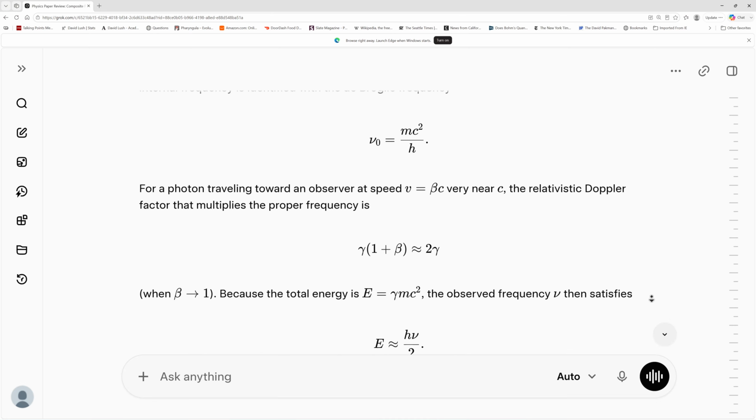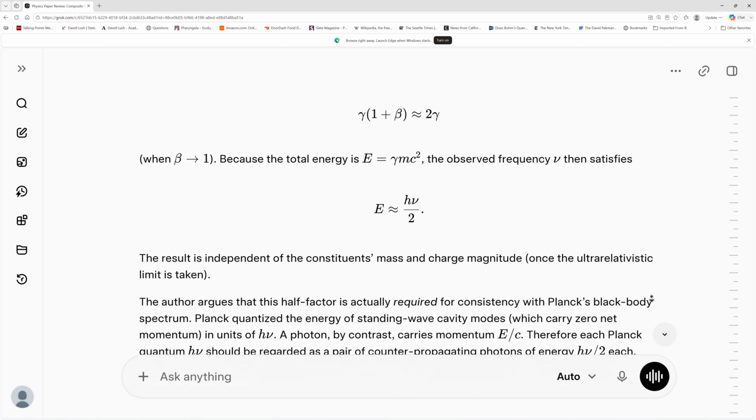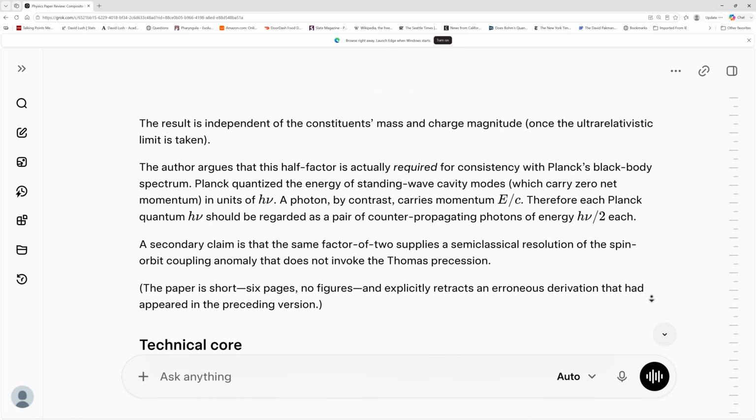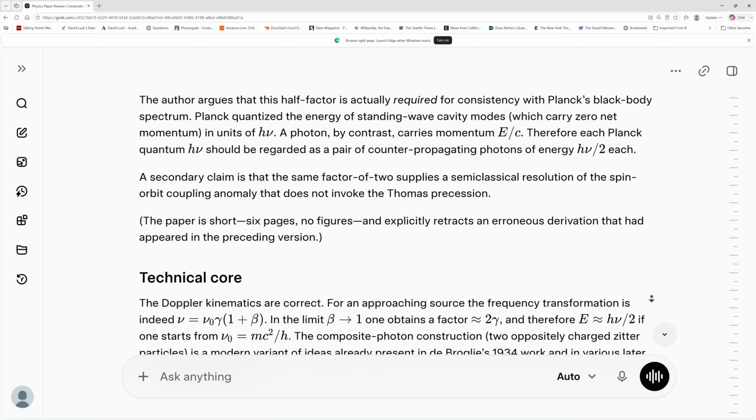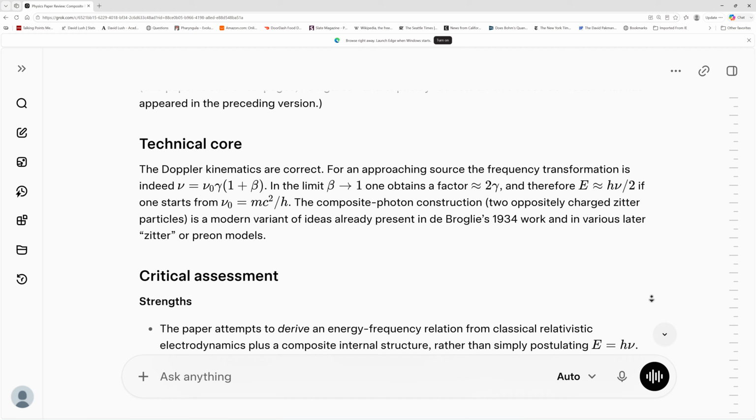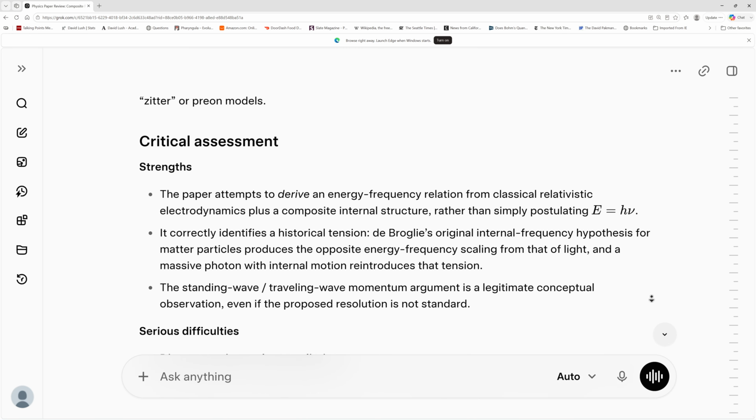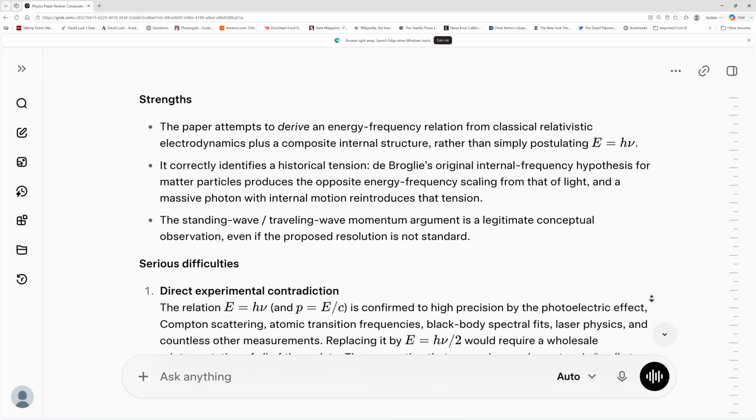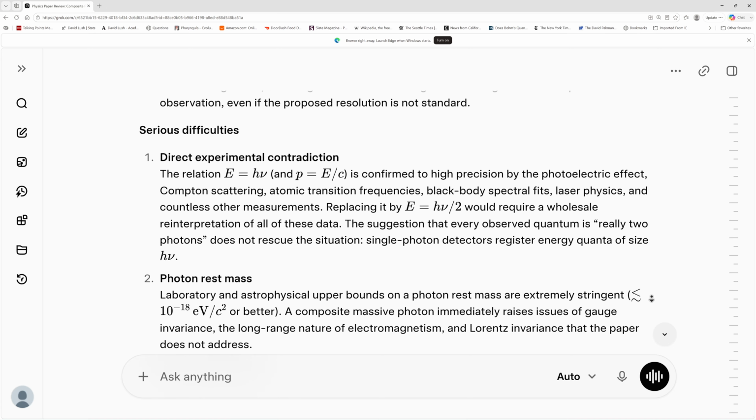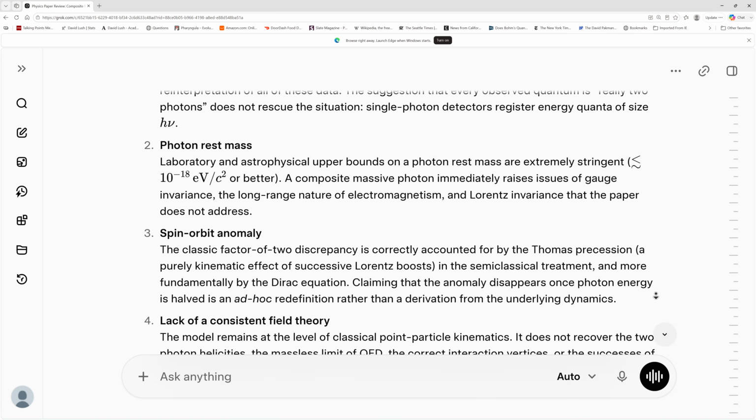The paper models the photon as a massive composite object consisting of two oppositely charged classical point particles executing ultra-relativistic circulatory, zitter, motion. In the rest frame, the internal frequency is identified with the de Broglie frequency. For a photon traveling towards an observer at speed very near the speed of light, the relativistic Doppler factor that multiplies the proper frequency is twice the Lorentz factor. The result is independent of the constituent's mass and charge magnitude once the ultra-relativistic limit is taken.